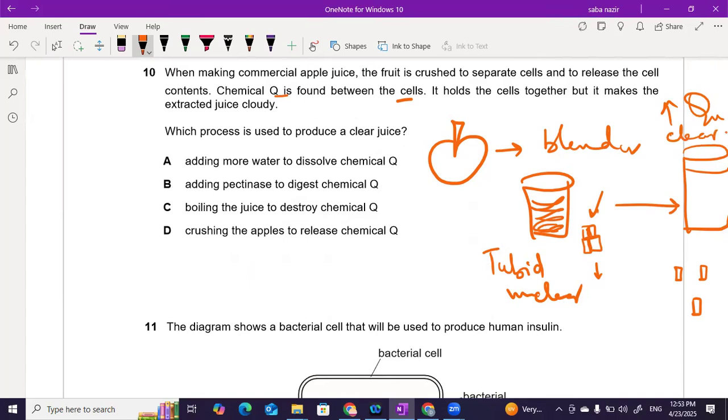So they're asking which material it is. This question is related to the topic cell structure and organization. The two cells are connected together with the help of materials such as pectin, cellulose, hemicellulose. If we want to break the pectin substance, which enzyme should I be using? I would be using the enzyme pectinase that will digest the wall of the chemical Q. Which substance was holding the cells? It was pectin. When pectinase acts on it, individual cells get separated and the solution becomes clear. So this is the correct answer.